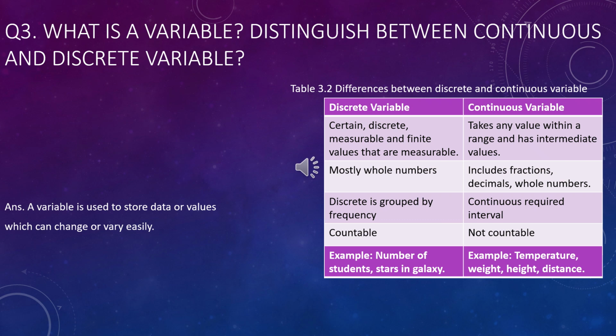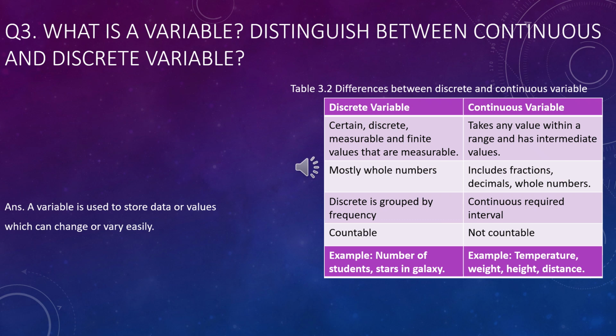So discrete variables are certain, discrete, measurable, finite values, and they can be countable. And what are continuous? They take any values within a range and have intermediate values. Next, discrete variables are mostly whole numbers, while continuous variables include fractions, decimals, as well as whole numbers. Now what is discrete? Discrete is grouped by frequency. Continuous, they require interval. So the last one is what? Discrete variable is countable and continuous variable is not countable.